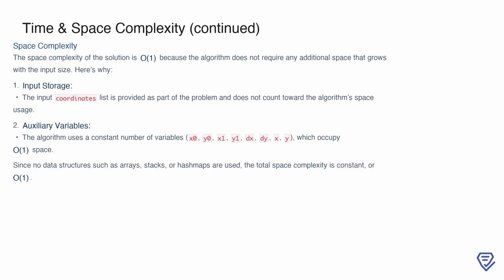Within the algorithm, we only use a fixed number of variables such as x0, y0, dx, dy, and a few others to store intermediate values. Since this set of variables remains constant, the memory usage does not increase with the size of the input. As a result, the space complexity remains constant at O(1).